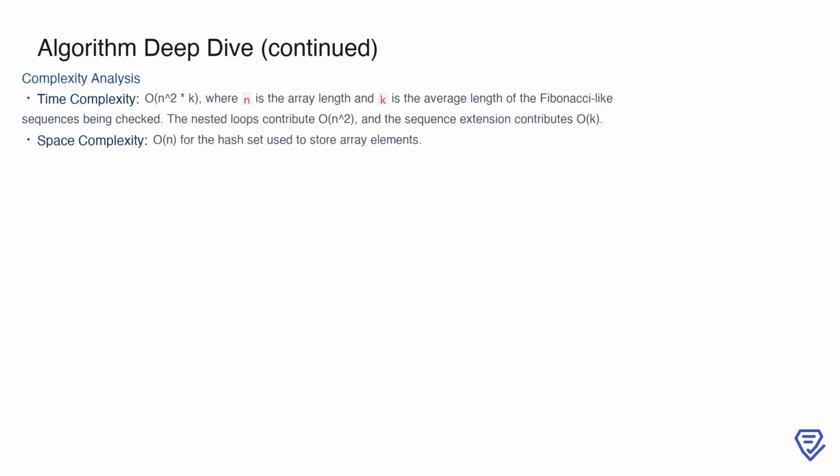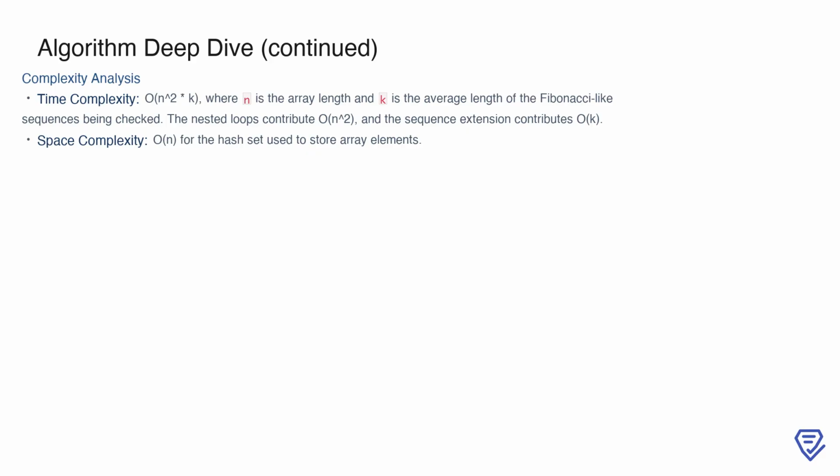In terms of complexity, the time complexity of the algorithm is O(n² * k). The nested loops contribute the O(n²) factor because we are iterating over all pairs of elements. The k factor represents the average length of the Fibonacci-like sequences we check, as extending the sequence involves iterative calculations.